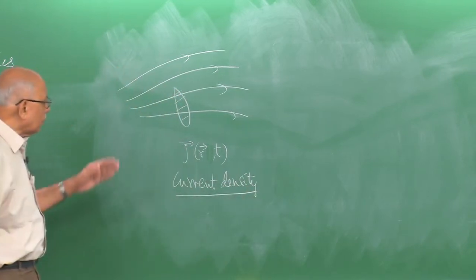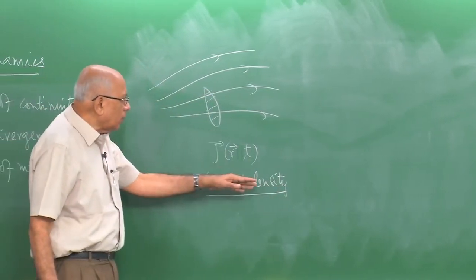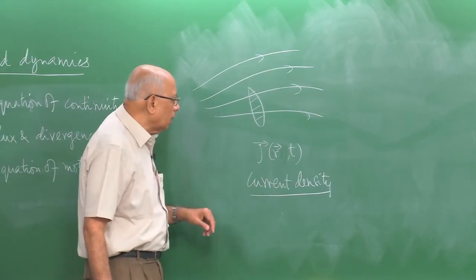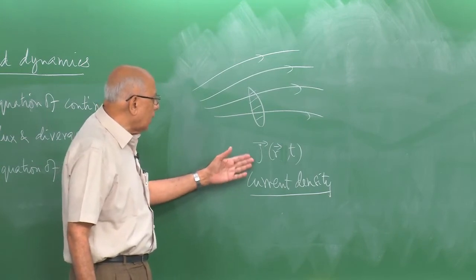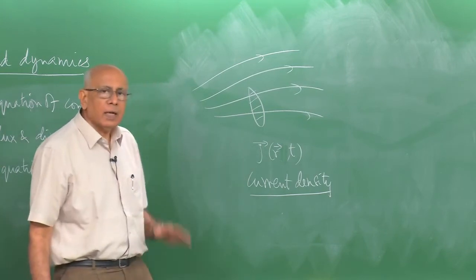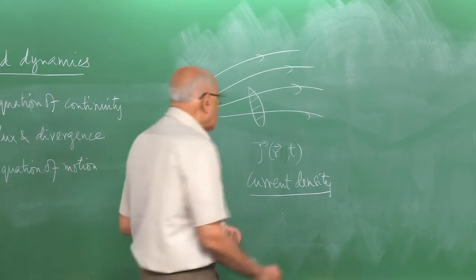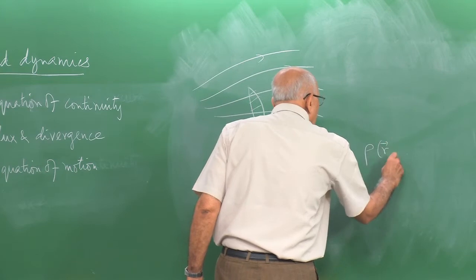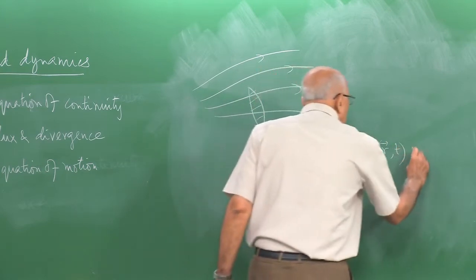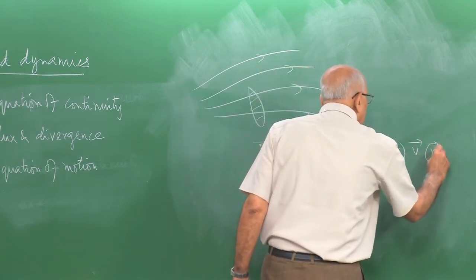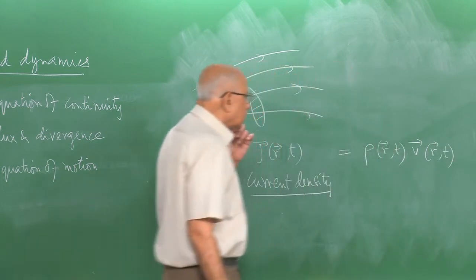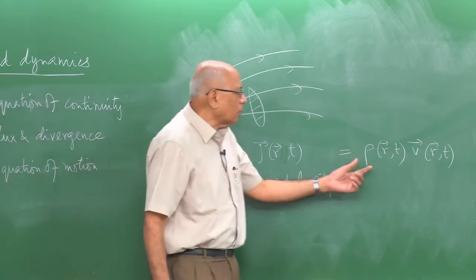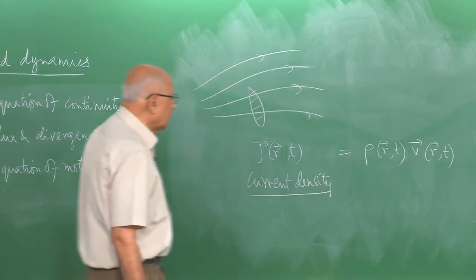It is the mass of fluid at the point r at time t crossing unit area per unit time, and of course it has a direction, and that is the direction of the local fluid velocity. So, it is not hard to see that this is in fact equal to rho, which could be a function of r and t in general, the density, multiplied by the fluid velocity v of r and t. So, by definition the current density J is the product of rho and v.